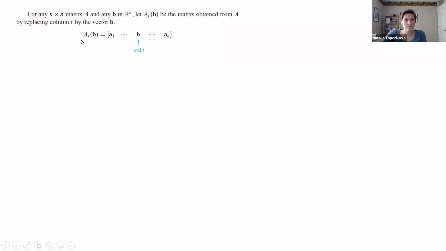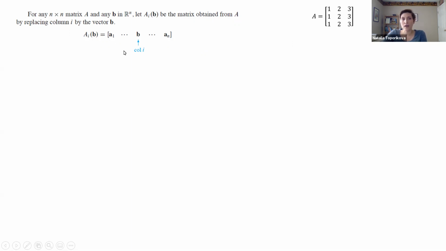This probably sounds like a weird definition, so let me give you an example. Let's have a really simple matrix A. The first column is 1s, the second is 2s, and the third is 3s, and the vector B is over here. Let's just apply our definition and calculate all the A_i of B.